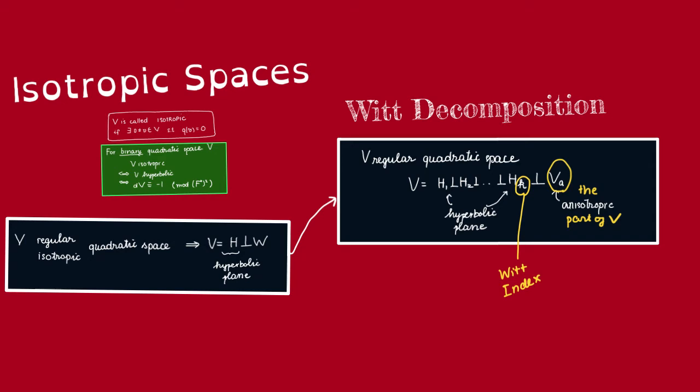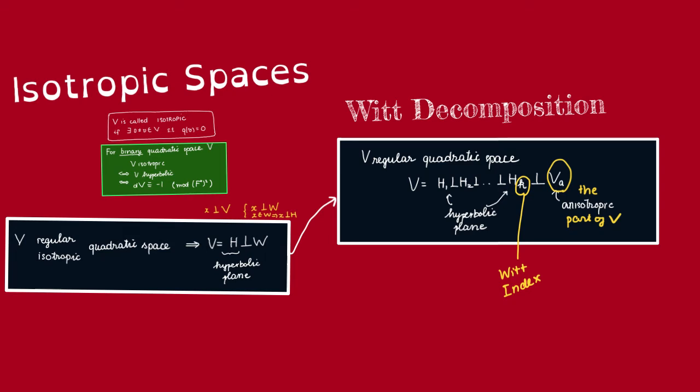Let's find out what the radical of W is. Actually, let's show that it's 0. So, let x be in the radical of W. What does that mean? That would mean that x is orthogonal to everything in W, but because x lies inside W, it must also be orthogonal to H, because W is the orthogonal complement of H. And so x must be orthogonal to the whole of V, so x must lie inside the radical of V, but the radical of V is 0 because V is regular, so then x must be 0, and thus W must be regular.